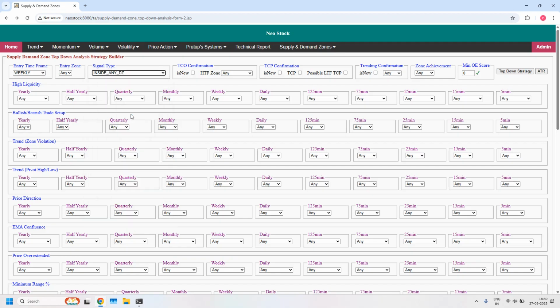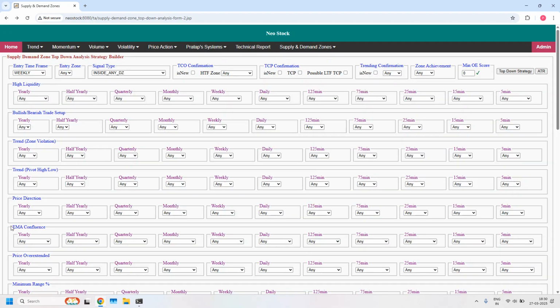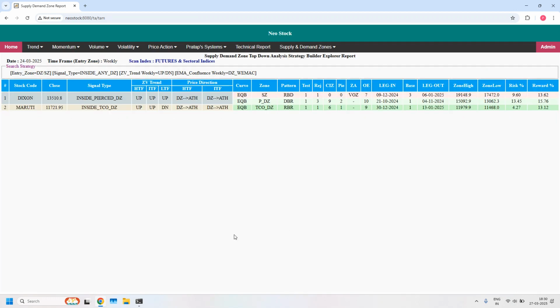Next, price closed inside the weekly demand zone, we got 11 stocks. Out of these 11, how many are having EMA confluence? Let us verify. Weekly demand zone having weekly EMA confluence, and also the trend on the weekly should not be sideways. It can be up or down. With these filters, we got 2 stocks, and both are pierced demand zones.